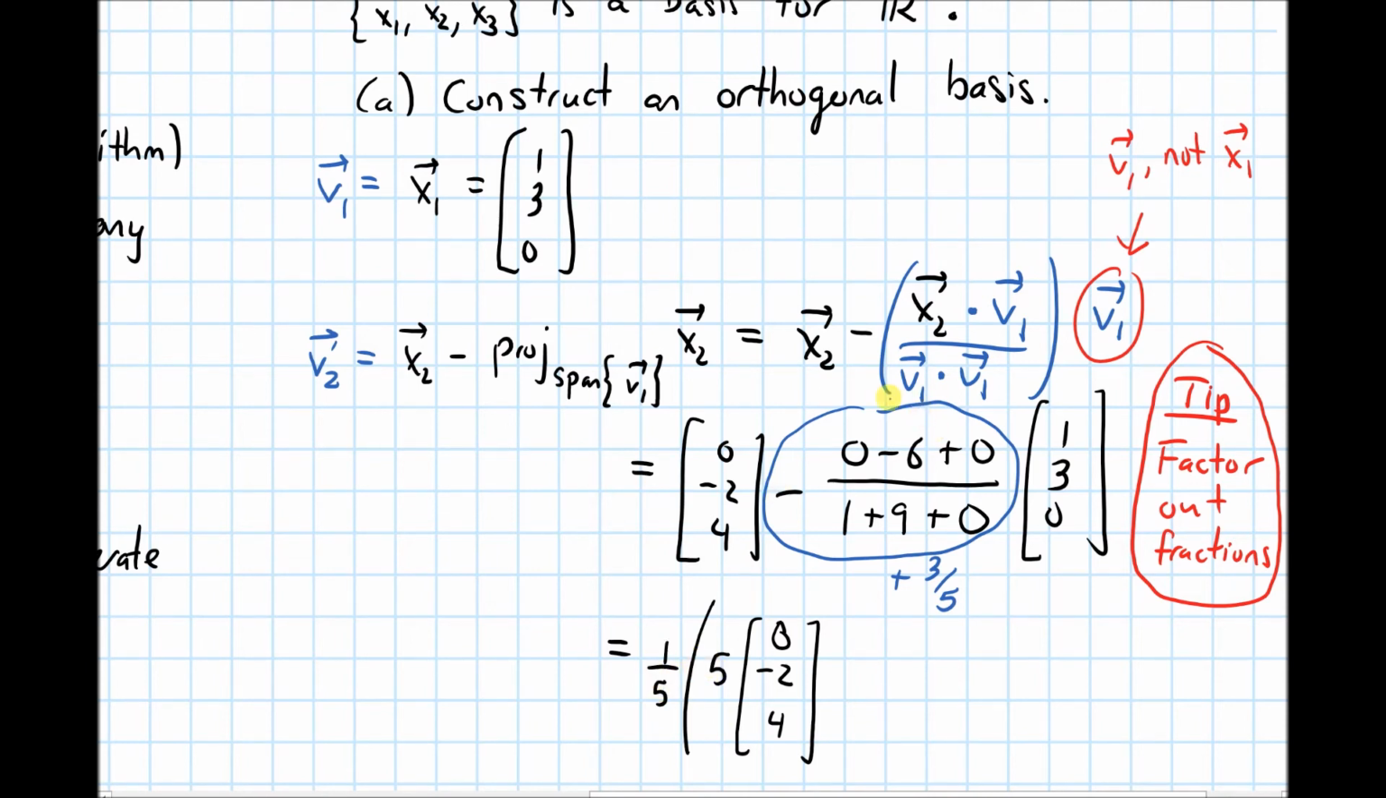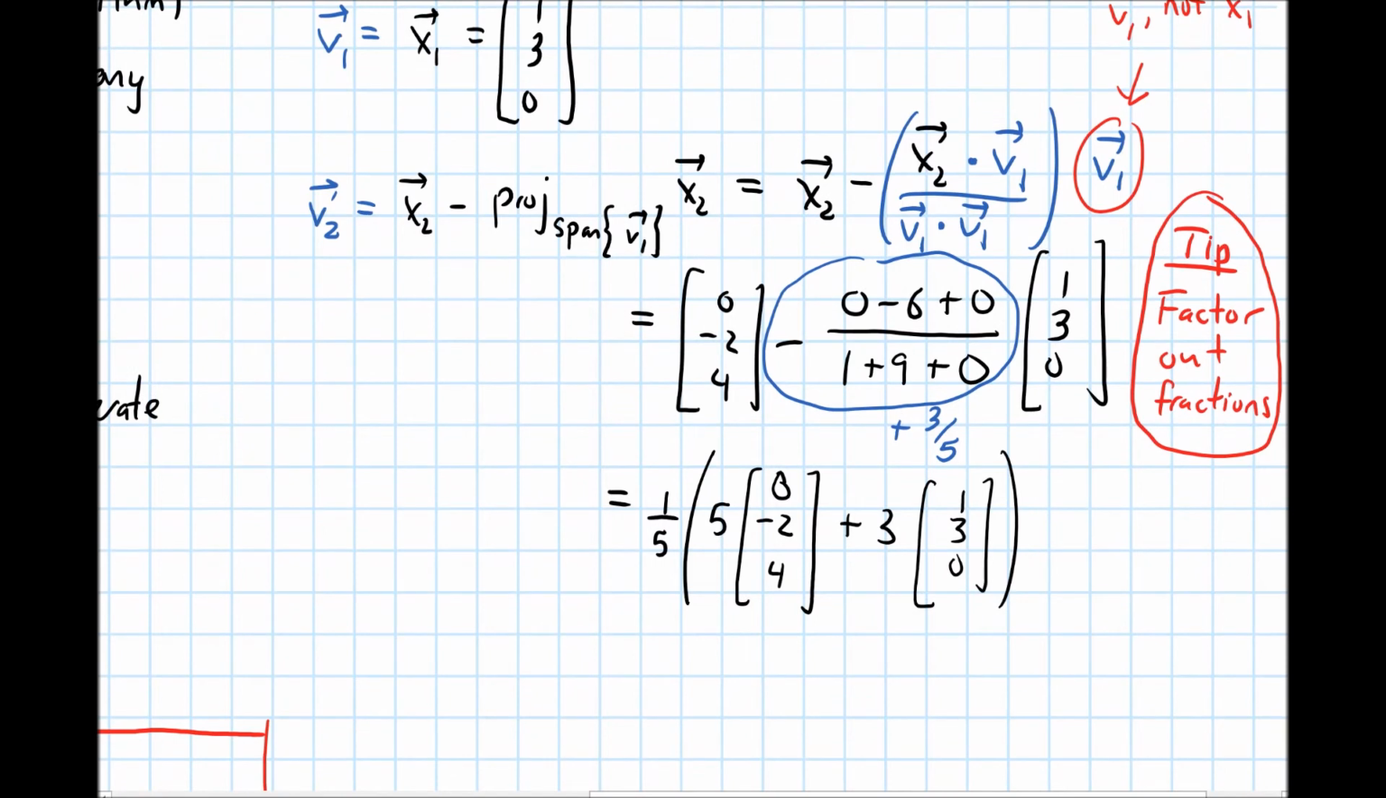Okay, and then in the next spot, I factored out this denominator, so we'd still be left with the plus 3 that we had. Plus 3 times the vector 1, 3, 0. All right, and now let's simplify this. So we have 1/5 times this vector. If we add these vectors together, I'll get 0 plus 3 first, which is 3. Negative 10 plus 9, which is negative 1. And then 20 plus 0, which is 20. All right, so we end up with this vector, and this has fractions.